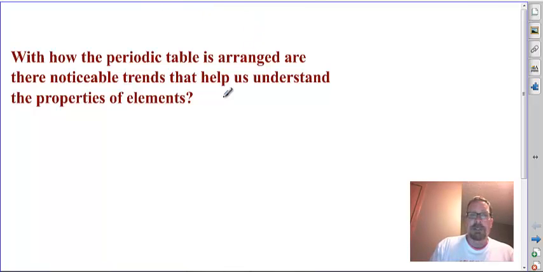Based on this question I'm asking you here, with how this table is arranged, are there noticeable trends that help us understand properties of the different elements and how they interact? And we know that's true already. We have already looked at where metals are located, nonmetals are located, metalloids in between. We've talked about the properties they have. Now, recently, we looked at how ions are formed and how metals form positive ions, nonmetals form negative ions, and they like to interact in ionic bonds. So this is absolutely true.